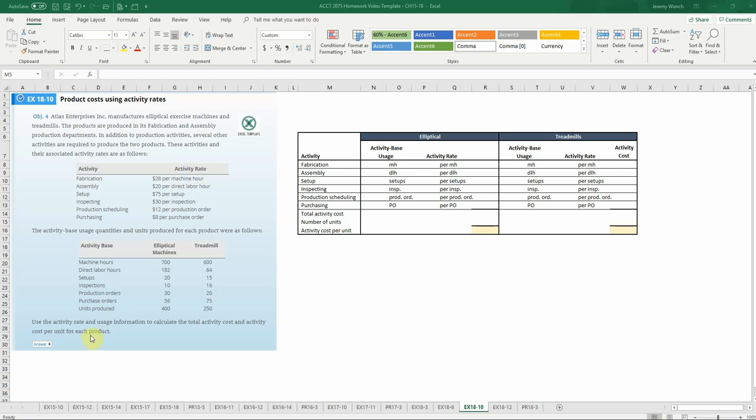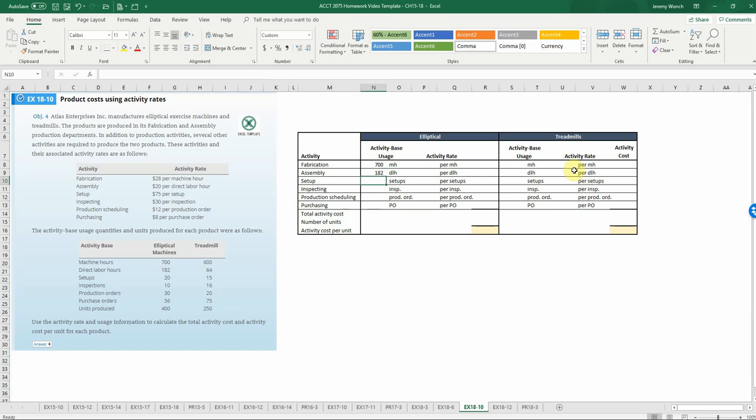It wants us to use the activity rate and usage information to calculate the total activity cost and cost per unit for each product. First, we have it broken down by activity, and then we're going to figure out how much usage we have for each one of these. For fabrication, we have 700 hours. For assembly, we have 182 direct labor hours.